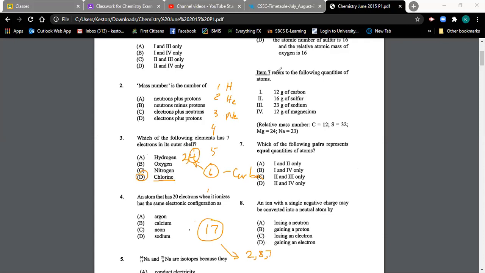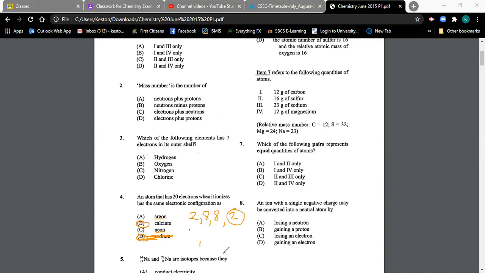4. An atom has 20 electrons. When it ionizes, it has the same electronic configuration as 20 electrons. So we could write it out: 20 is 2, 8, another 8, so that's how much? 18. And then another 2. Yep, that's correct, calcium. And you'll know because argon is a gas, so is neon. Those 2 are noble gases. And sodium, well, we know sodium is a group 1 metal, sorry. This one has 2 on the outer shell. Sodium is actually 11, so it's 2, 8, 1.